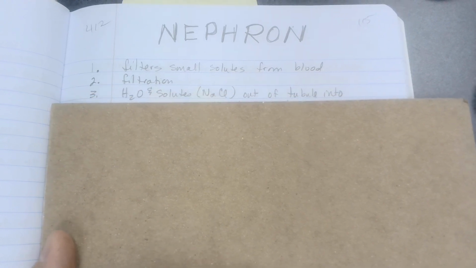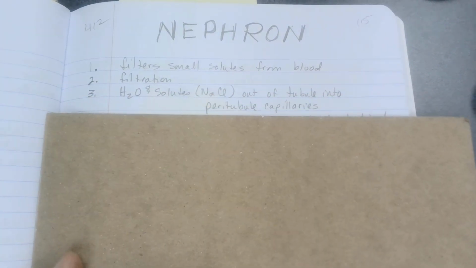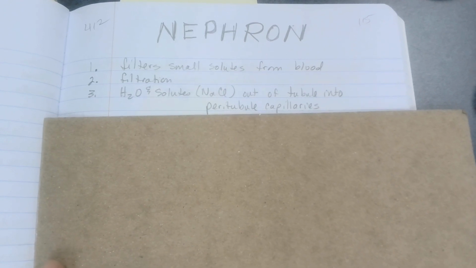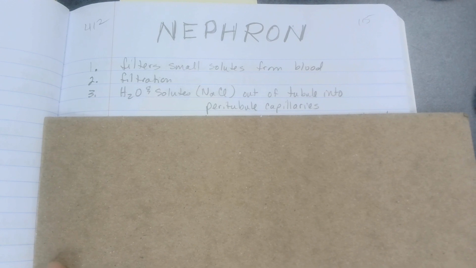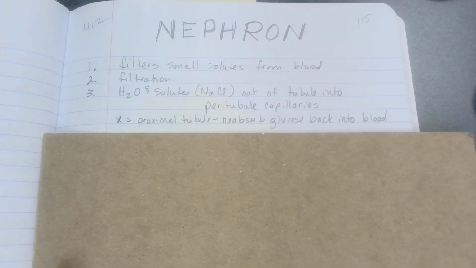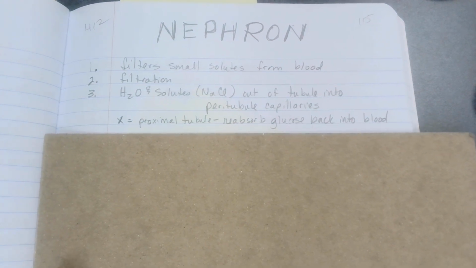Number 3 was on the top right, and we have water and solutes like sodium chloride that move out of the tubule into peritubular capillaries. Oh, I did forget to mention the X.